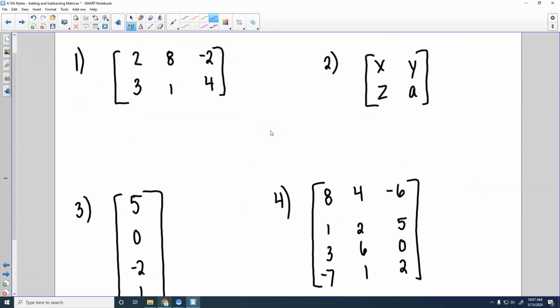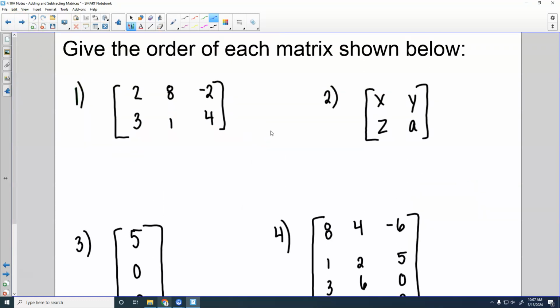This one just asks us to give the order of each matrix. I'm going to give you a second. Put the order of all those matrices there.